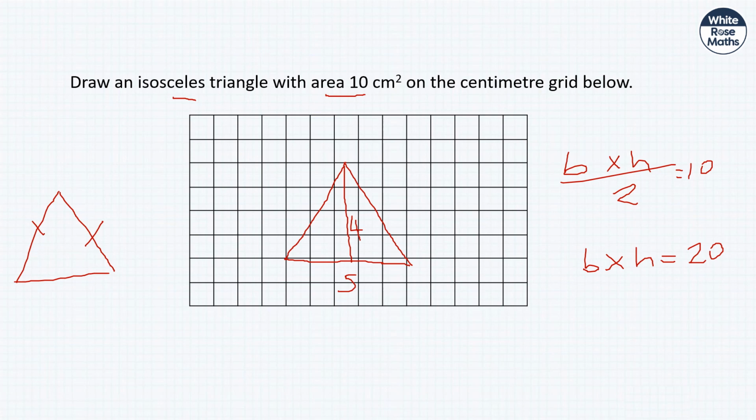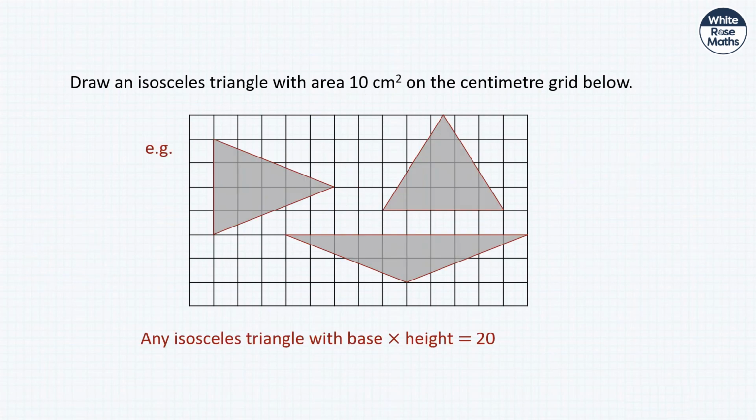So 5 by 4. You could have done 4 by 5, actually, that would also have worked. But it is a nice isosceles triangle here, so try and make the numbers as easy as possible, and put it here in the middle, because these two lengths have to be the same. But that is a potential answer. Again, there is more than one answer for this, guys. Any isosceles triangle with base times height equals 20. So these are your possible answers.